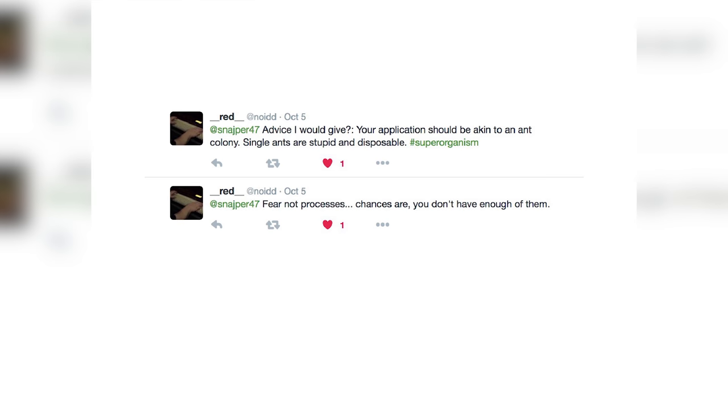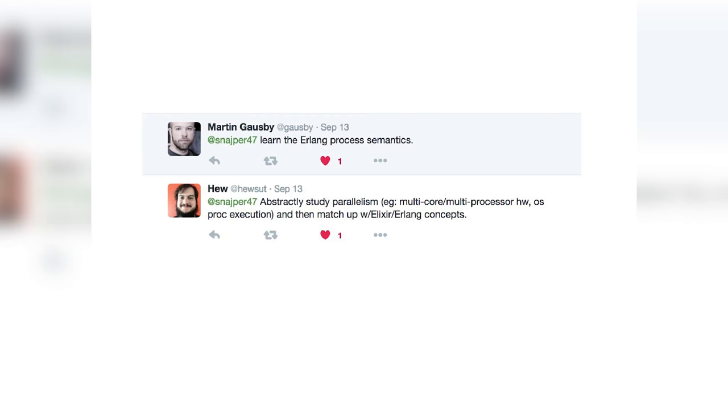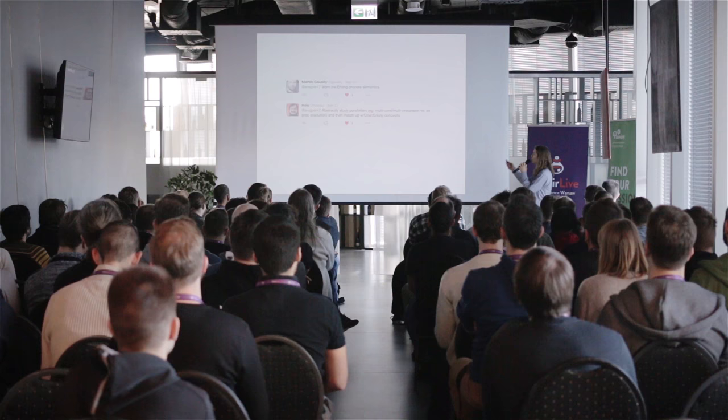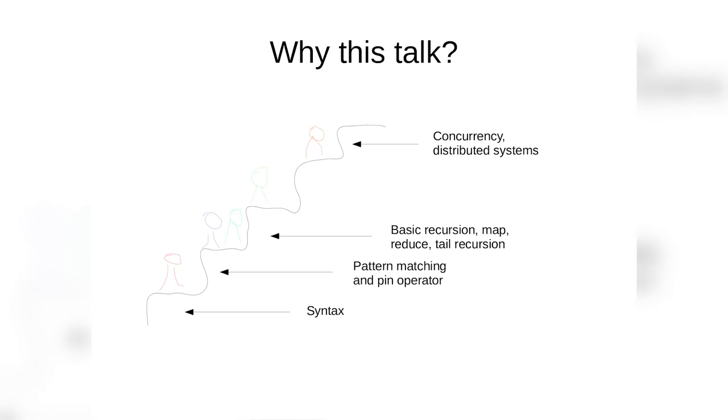Another piece of advice: your application should be akin to an ant colony. Single ants are stupid and disposable. Fear not processes. Chances are you don't have enough of them. Learn the Erlang process semantics. Abstractly study parallelism like multicore, multiprocessor, hardware, OS process execution, and then match up with Elixir Erlang concepts. So this all goes to this concurrency and distributed system advice.